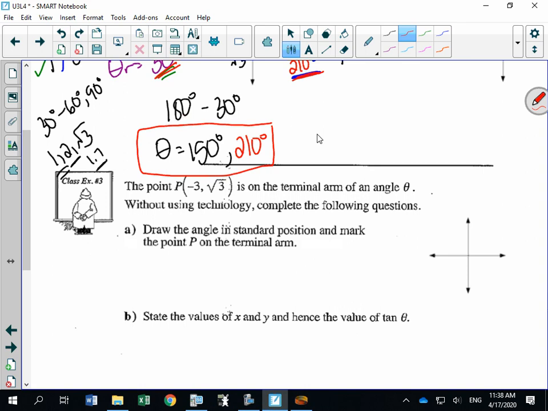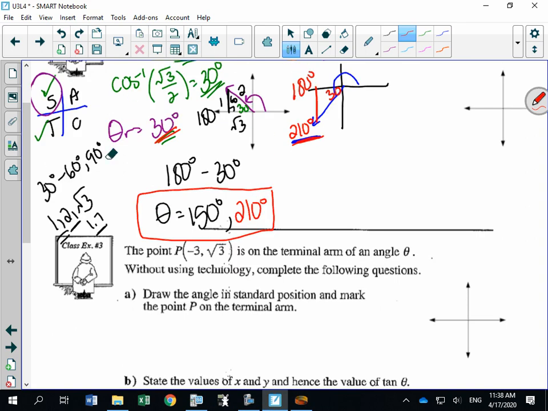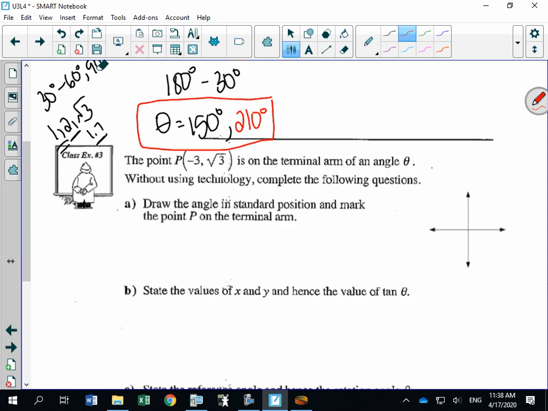Okay, let's do class example 3, which is going to be very, very similar to this. Again, it says without using technology, and I will allow you to use technology for these questions. So in the homework, when it says without using technology, I will allow you.